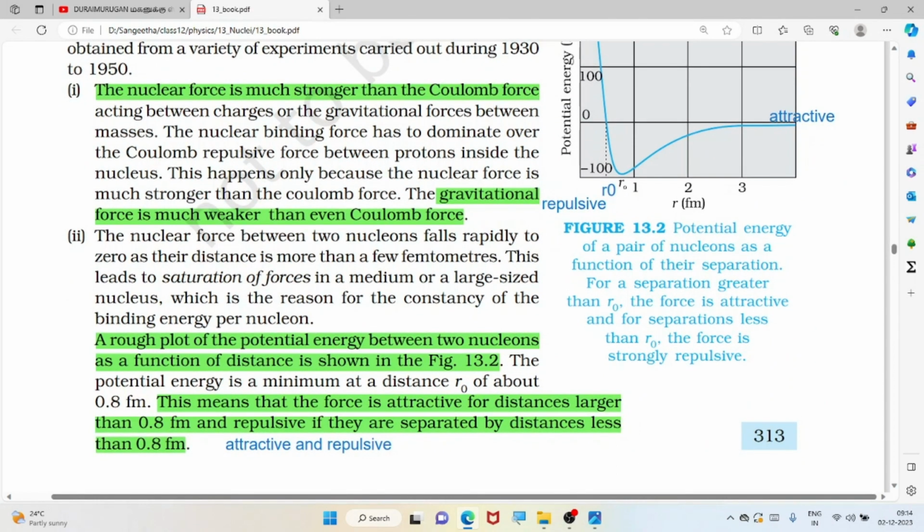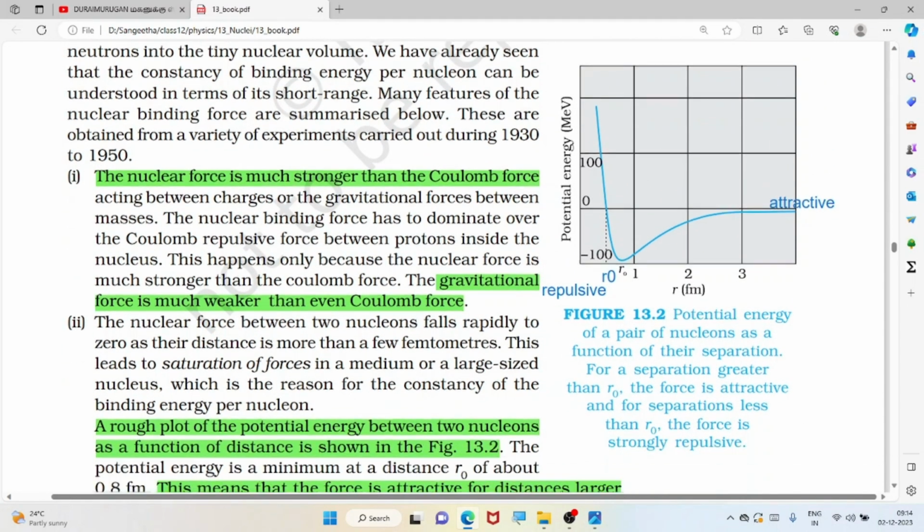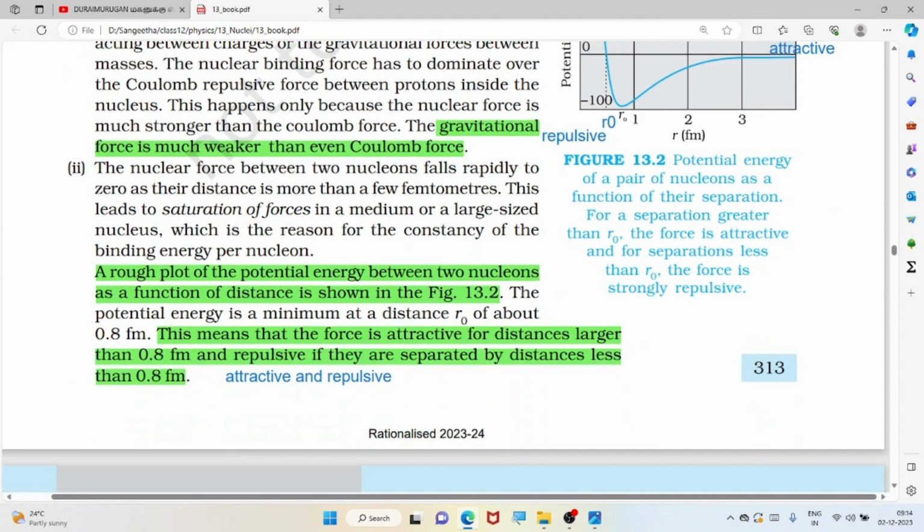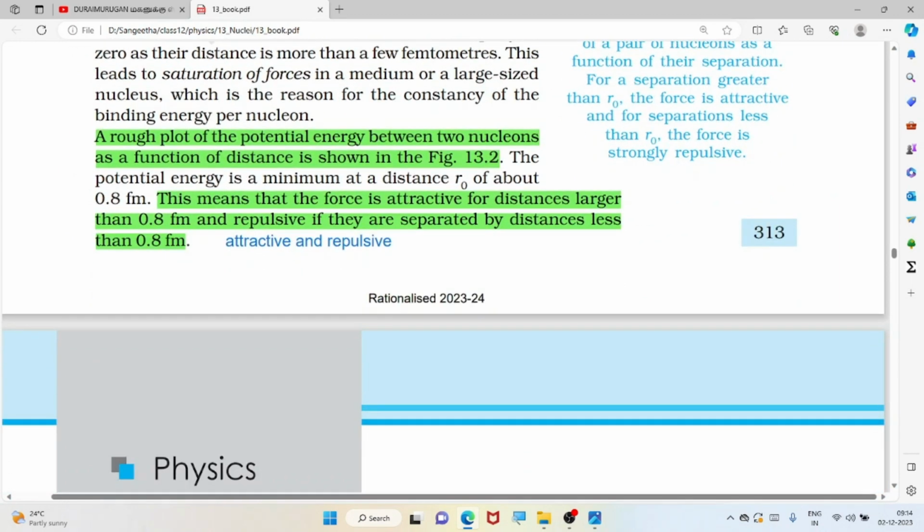When the distance is less than r naught, the force is repulsive, and when the distance is greater than r naught, the force is attractive. For a separation greater than r naught, the force is attractive, and for a separation less than r naught, the force is repulsive. The nuclear force is greater than the Coulomb force, which is greater than the gravitational force.